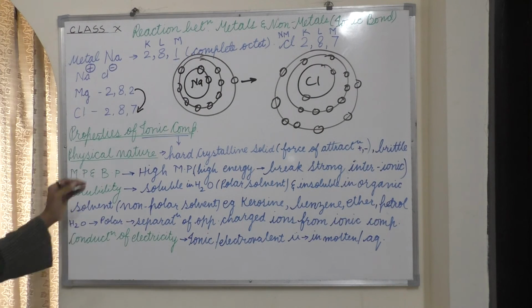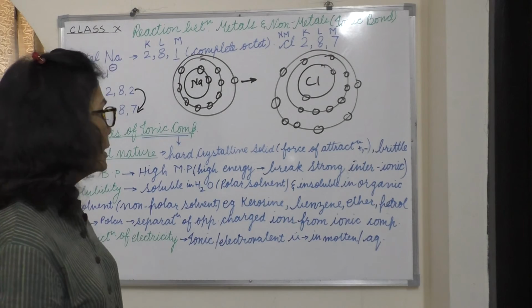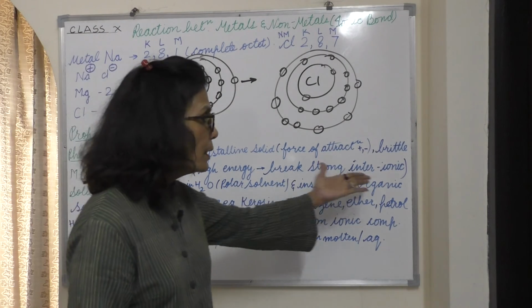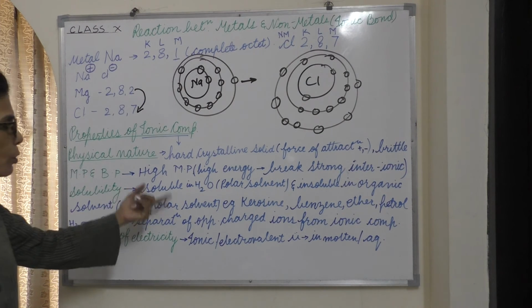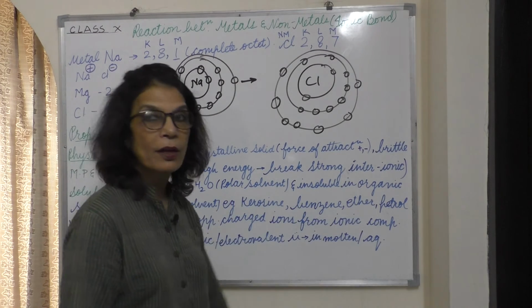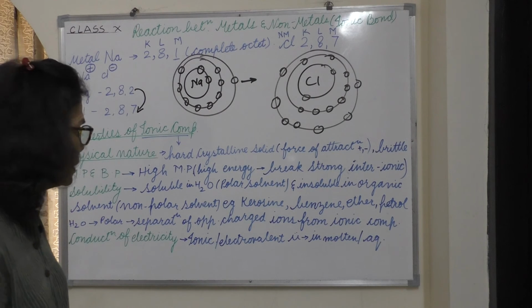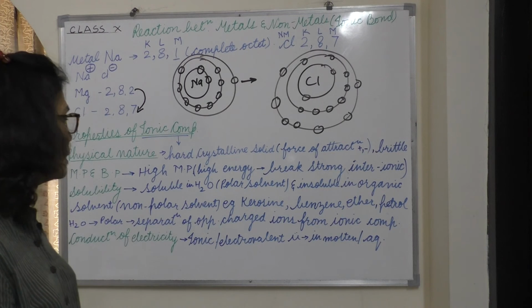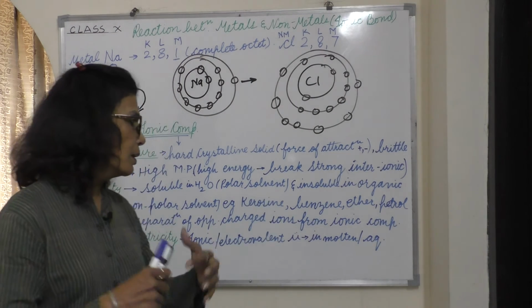Coming to the next one, solubility. Ionic compounds are easily soluble in water, because water is a polar solvent, and they are insoluble in organic solvents, because those are non-polar solvents. The examples are kerosene, benzene, ether, petrol, etc. Now, water is a polar solvent, and that is the reason it has the tendency, or the property, to separate the oppositely charged ions from their ionic compound.